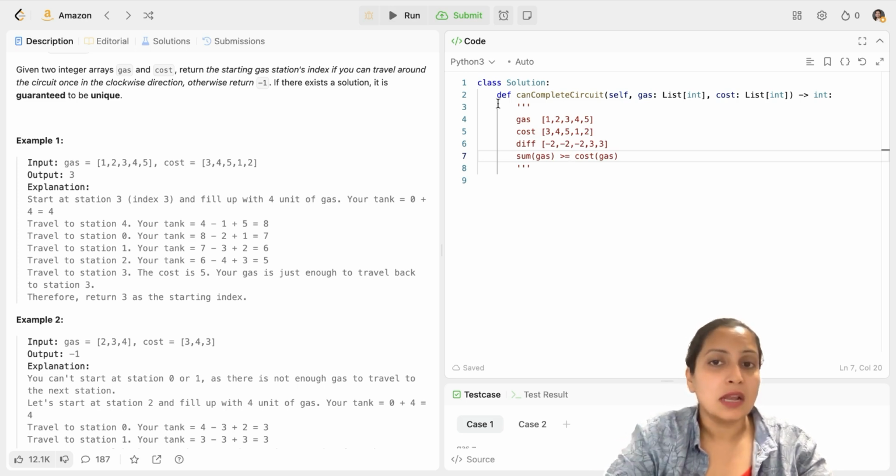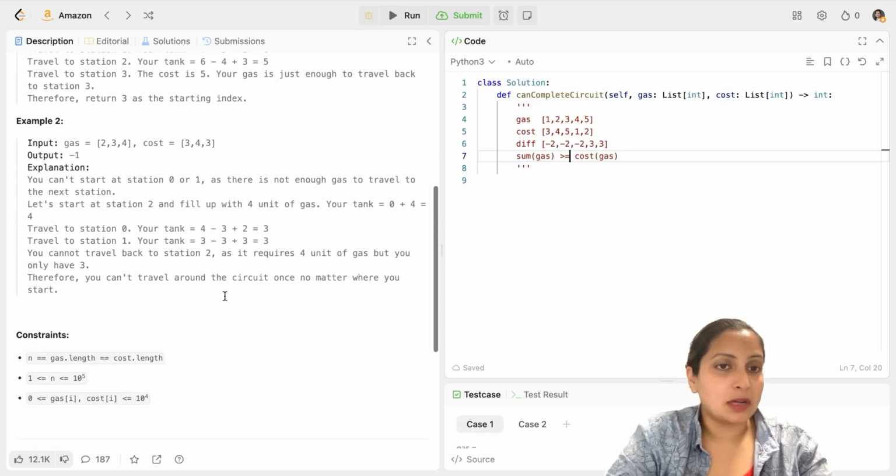Now, you'll ask me that the last index also has a positive difference. Can't we start from here? If you choose to start from there, in such a scenario, you have 3 here, but you have -6 here. So 3 minus 6, that is -3. You already ran out of gas. So that is not a possible solution.